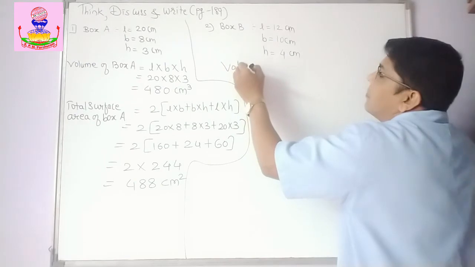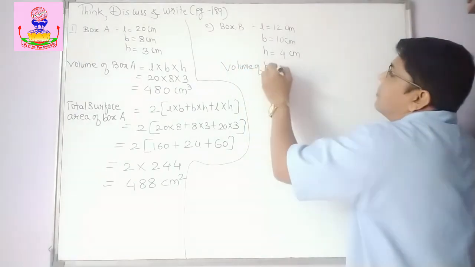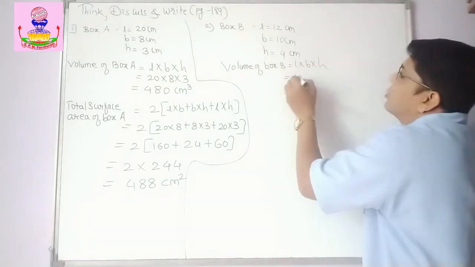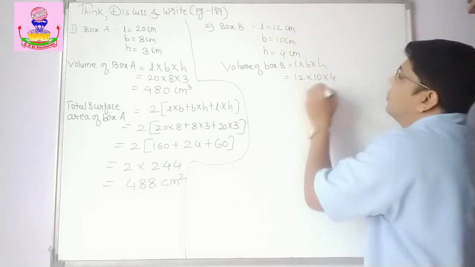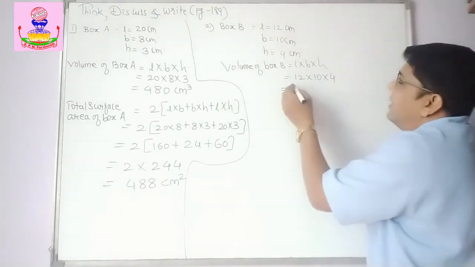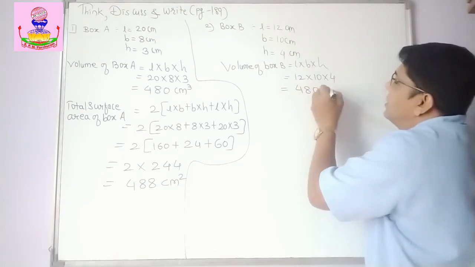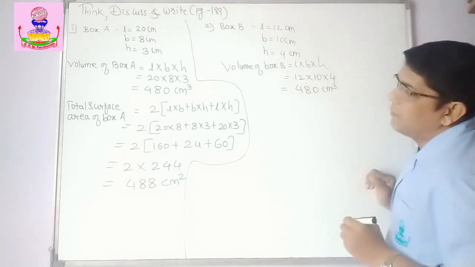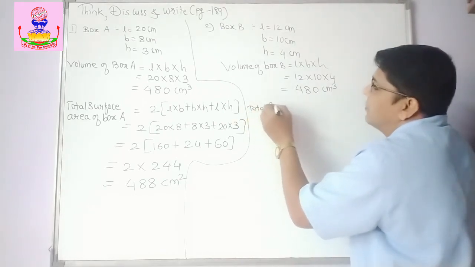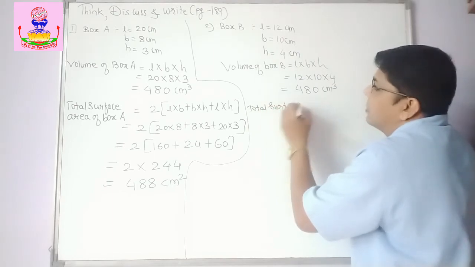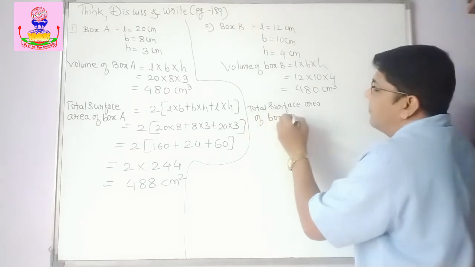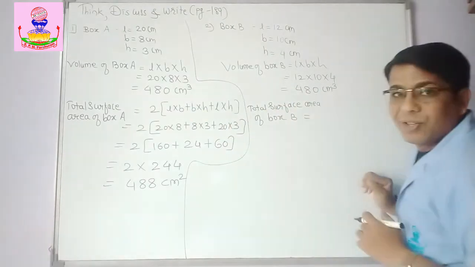Now first we will find out volume of box B. That is length into breadth into height. So length is 12, breadth is 10, height is 4. Right? Now, 12 fours are 48. 48 tens are 480 centimeter cube. Okay, that is the volume. Now, total surface area of box B. Now, volume is same, you can see here.